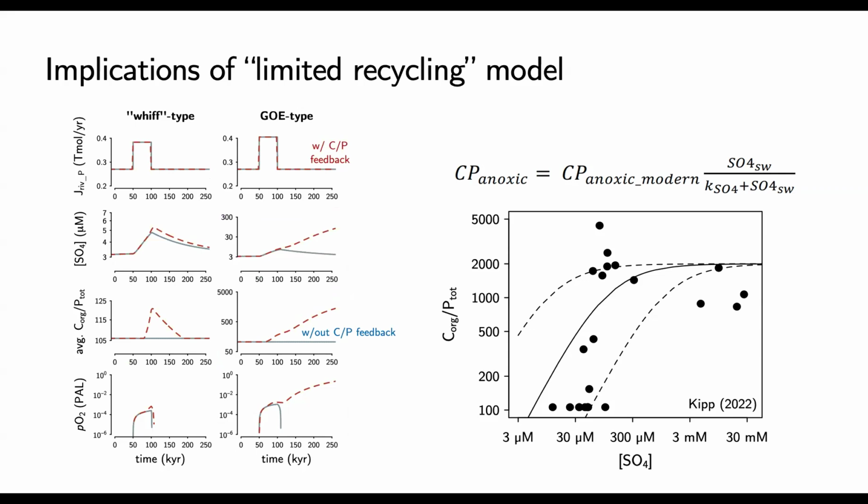And so I just last want to show these model outputs exploring that feedback, and I'm doing it in two scenarios, what I'm calling a whiff of oxygen type of event on the left or a GOE type of event on the right. They're both set off in the exact same way. So on the top panel, I take a baseline phosphorus delivery flux and then give a pulse of extra phosphorus coming in from rivers. It could be for a variety of reasons, doesn't matter here.